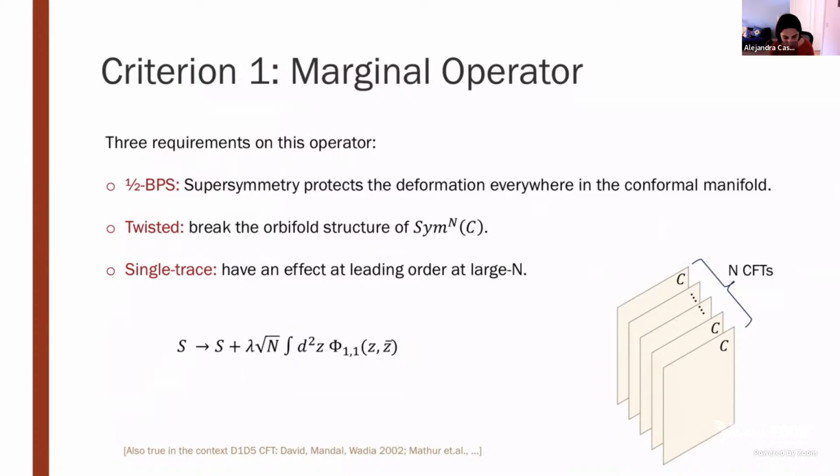The second is that I want it to be in the twisted sector. Why do you want this thing to be in the twisted sector? Because operators in the twisted sector, if you deform by them, so if you turn on in the action a twisted operator, what it will do very quickly is break the orbifold structure. And if you break the orbifold structure, you intuitively will get rid of all these higher spin currents. So that's why you intuitively think, okay, I want something twisted.